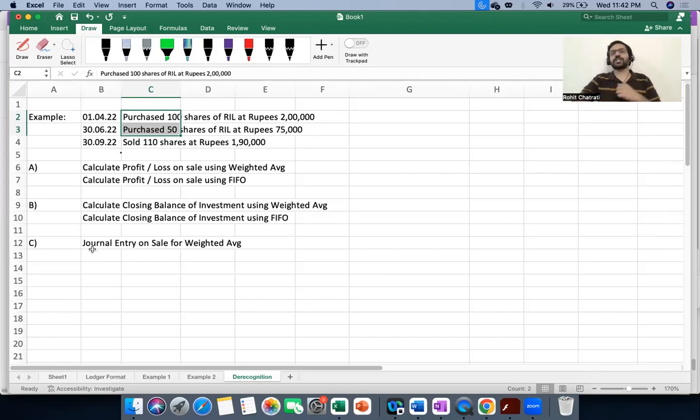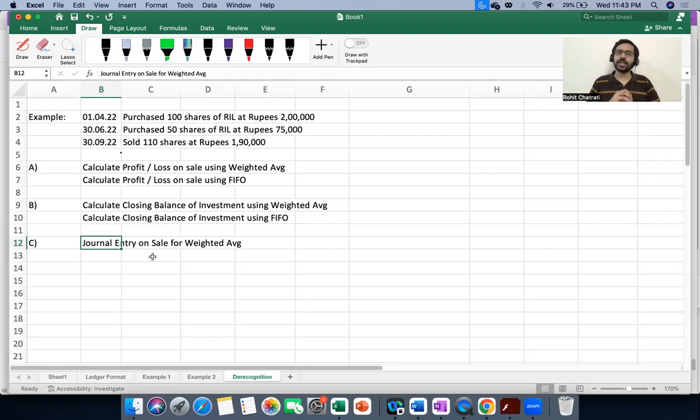And the third question is the journal entry on sale. I will only show you the journal entry for weighted average. You can obviously do the journal entry for FIFO because the journal entry does not change. Only the values will change based on weighted average or FIFO method. The journal entry itself is not going to change.